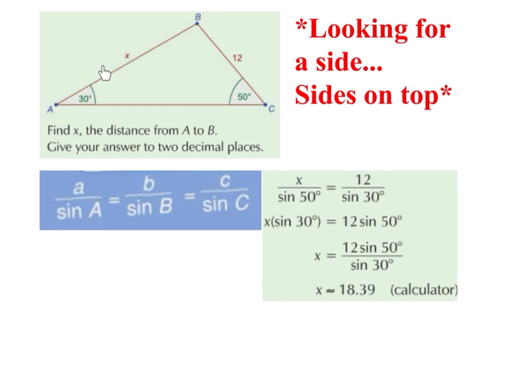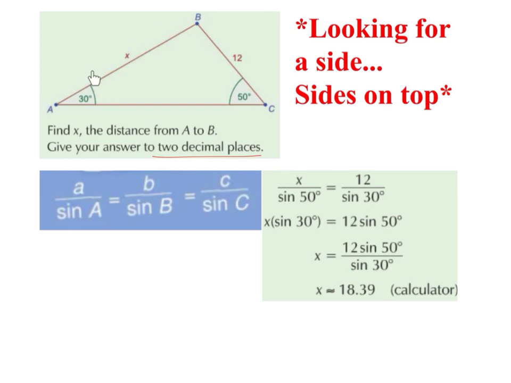Okay, so here we have a triangle. It's not right angled, so we're not going to use Pythagoras' theorem or SOHCAHTOA, because we only use those with right angle triangles. We have angle A is 30 degrees, angle C is 50 degrees, the side BC is 12, and the side AB is labelled as X. We want to find X, the distance from A to B. Give your answer to 2 decimal places.